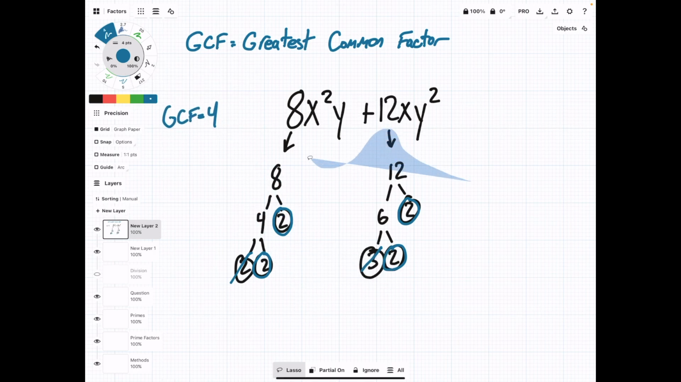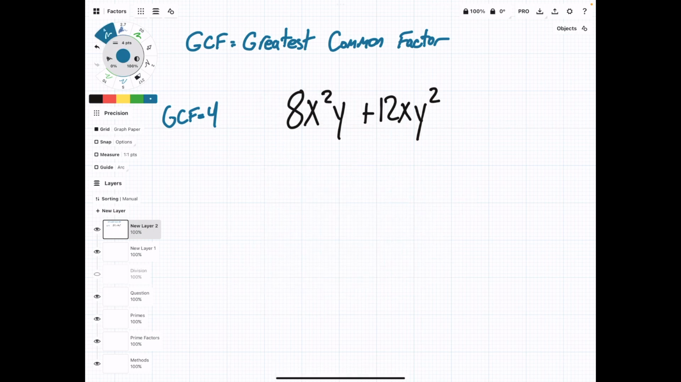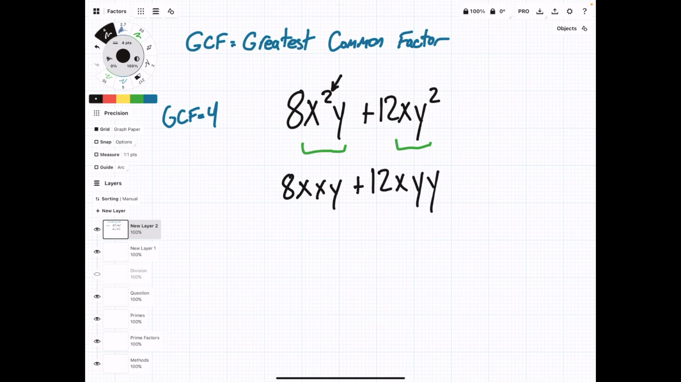Alright, so far everything is the same as the last time. But now we get to the tricky part. We have x's and y's here. So how you can think about this is actually 8x times x times y. So I'm just taking this number and expanding it into this. And then we have 12 times x, y, y.